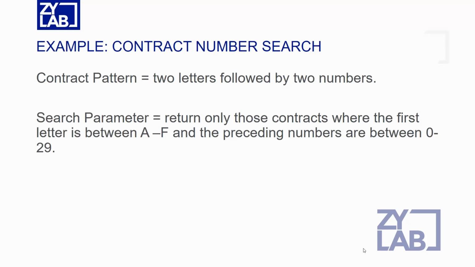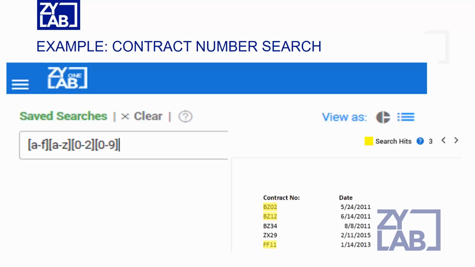In this example, an investigator needs to search for specific contract numbers. It is known that all contract numbers have the same pattern of 2 letters followed by 2 numbers. However, the investigator knows that the only contracts of interest are ones in which the first letter is between A and F, and the preceding numbers are between 0 and 29. To search for only these contract numbers, the following query could be used.